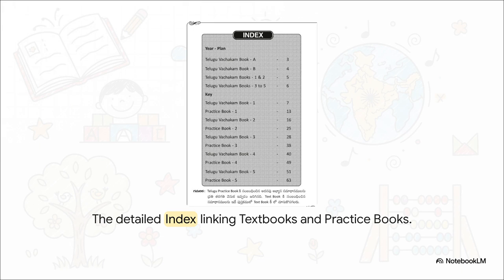I have to say, the master index here is a total lifesaver for logistical planning. It specifically pairs the Telugu Vachakam textbook directly with the corresponding practice book. It completely eliminates the guesswork. The second you finish a concept in the main text, this index tells you exactly where the supporting exercises live.